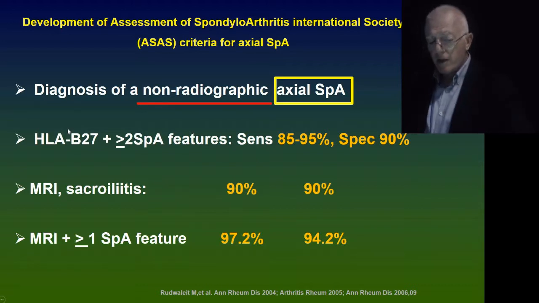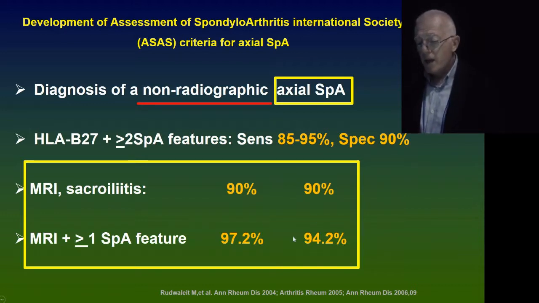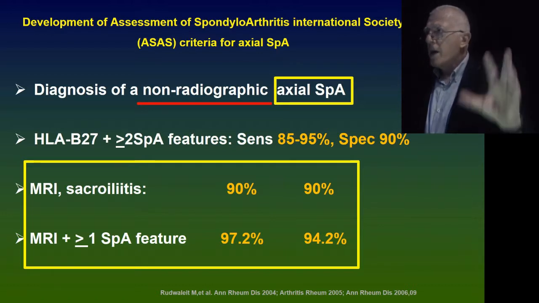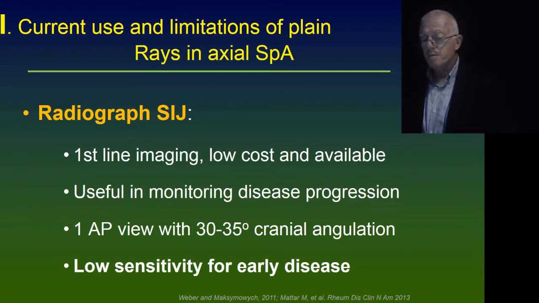But as you see here, the HLA-B27 with at least two features shows a sensitivity and specificity which is equal to MR imaging alone. And when we combine MRI with at least one feature of spondyloarthropathies, we have an increased sensitivity and specificity and overall accuracy. Therefore, imaging is the most important part of the diagnosis.